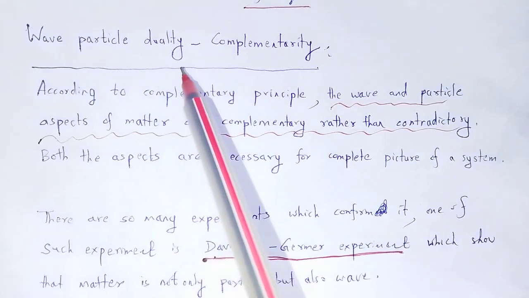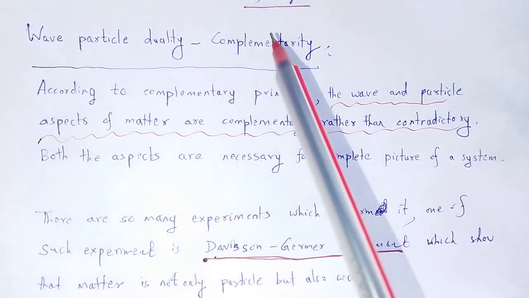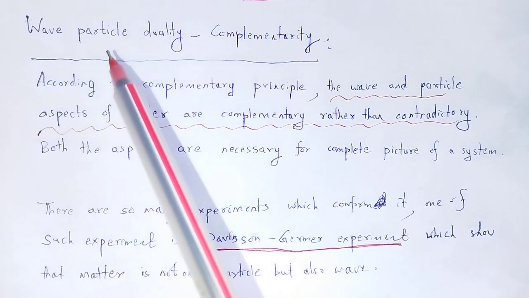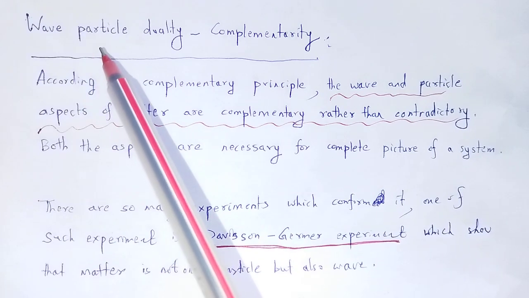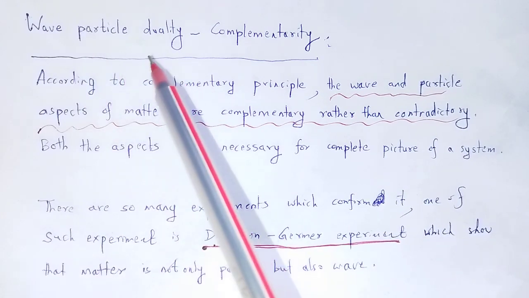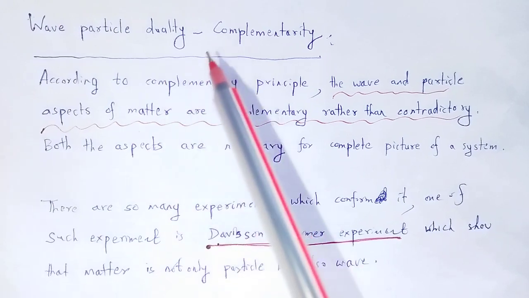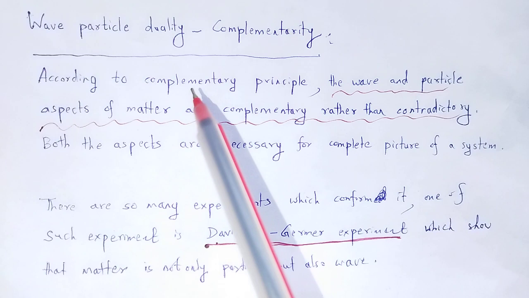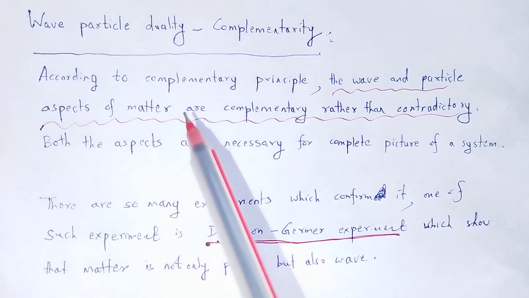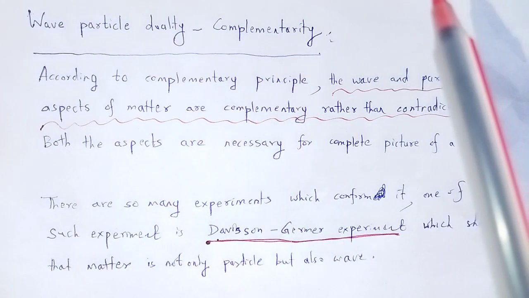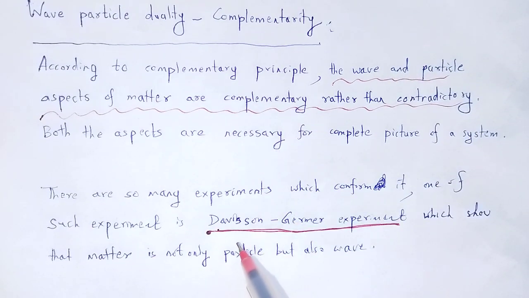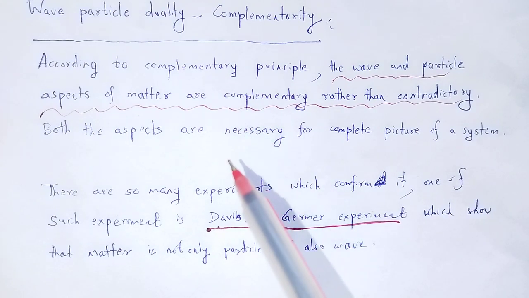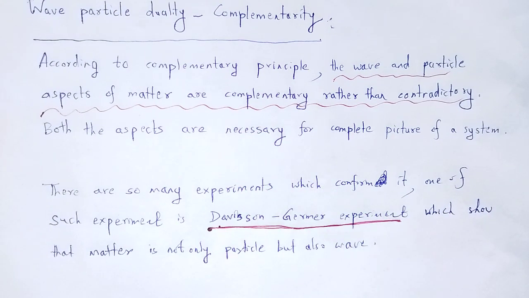Next, wave particle duality complementarity means the dual characteristics of matter as particle as well as wave are complementary with each other rather than contradictory. These two aspects are useful to us to understand the whole picture of a system. And the Davisson-Germer experiment confirmed the de-Broglie hypothesis.